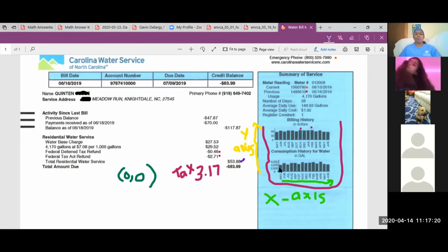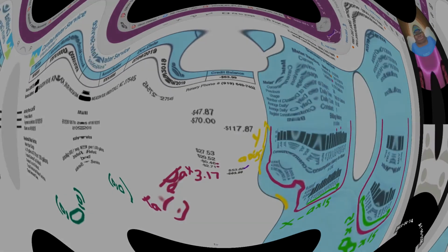How can you save water at home? How can you make this bill less? So think about ways of reducing your water bill. And this is how graphs in the real world help us to save money and to live a better life. Okay.